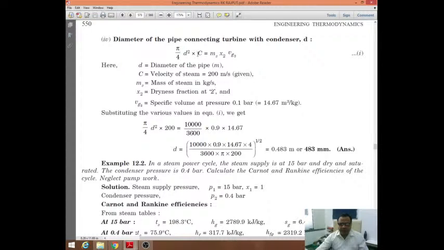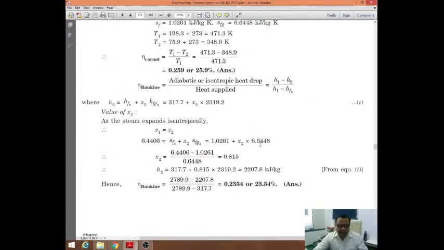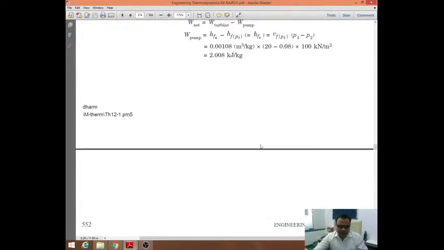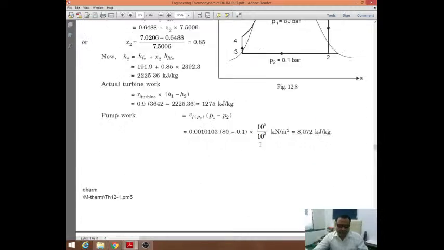This is once again the continuity equation: pi by 4 d square into c, that is the velocity, meaning area into velocity, is equal to the mass flow rate into the specific volume. Simply by using this equation we can find the diameter, and the diameter of the pipe joining the condenser to the turbine has to be 483 millimeter, almost half a meter. This is a simple example which shows how we can calculate the enthalpy and how we can use those enthalpies for finding the performance of the Rankine cycle.